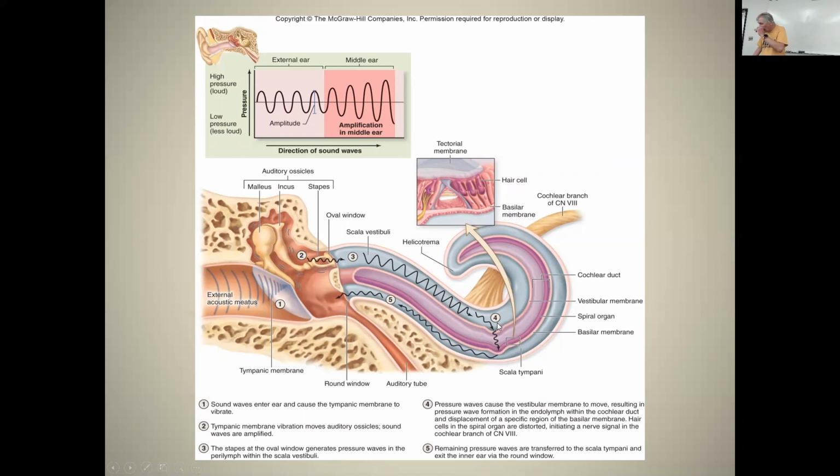Right? Now this is a little misleading, because these waves are going to continue in the scala vestibuli all the way up here around what's called the helicotrema. And they're going to continue down here in the scala tympani and all the way out right around the round window. It shows only these waves leaving. Well, these waves are going to go all the way around here, but they're not going to cause any more stimulation, because that part of the basal membrane is not sensitive to that frequency. So this picture is a little misleading. Okay, and then the remaining pressure waves are transferred to the scala tympani and exit the inner ear via the round window. Okay.